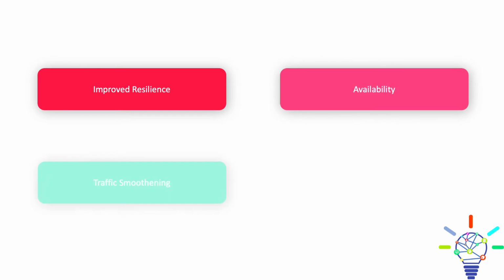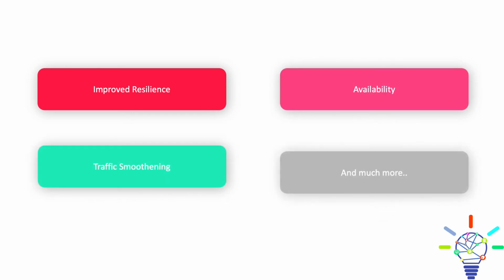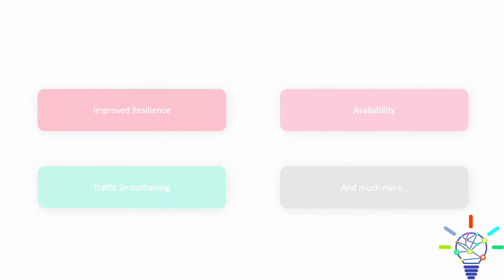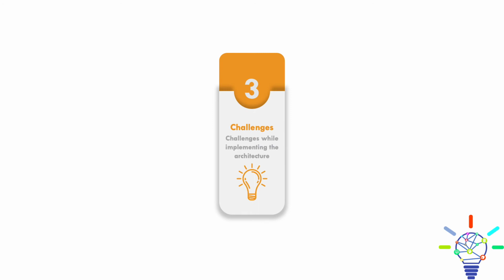Well, now we know that master-slave architecture has many advantages. It provides resilience, availability, traffic smoothening, and much more. So this should be a go-to option always, right? Not really. Master-slave architecture has its own set of challenges as well. Let's have a look at them.